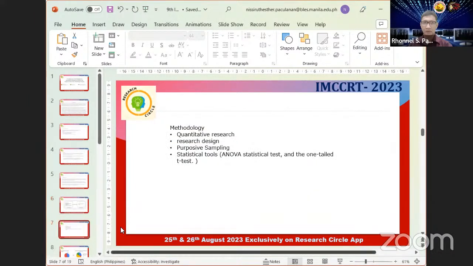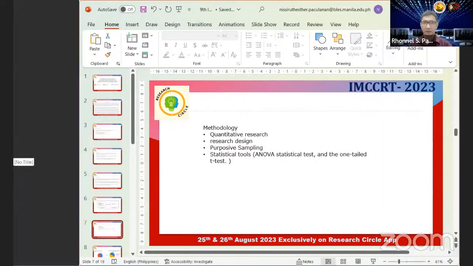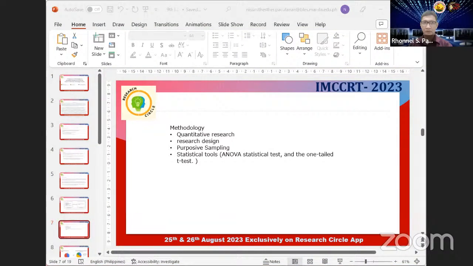These are some of the methodology that the researcher used. One is quantitative research because we use a questionnaire, evaluation, and assessment, for us to be able to quantify the data. We also have the research design, and the other one is purposive sampling, wherein we are able to use an assessment. And lastly, to compute this, we use statistical tools, ANOVA and one-tail.